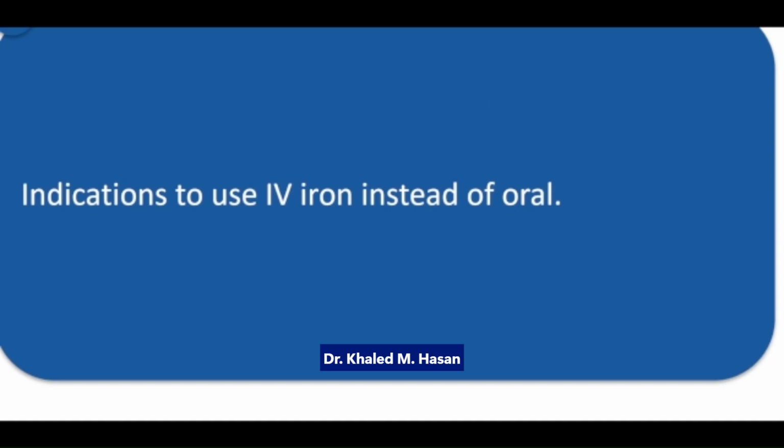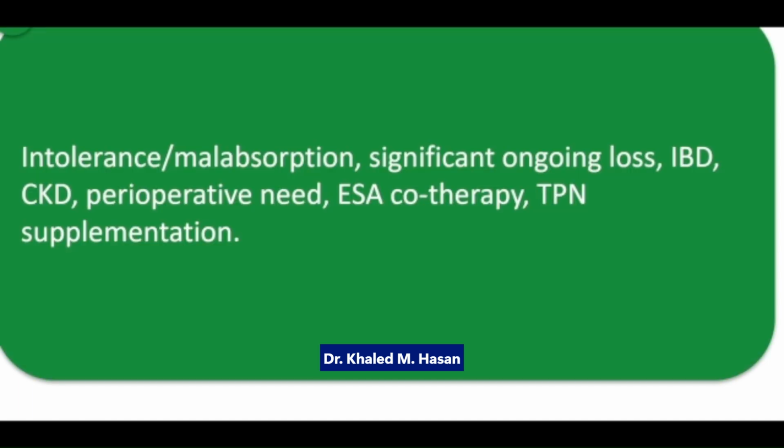Okay, the question now: who is the candidate for IV iron instead of oral iron? Someone who suffers from intolerance of oral iron, or from malabsorption, which means dysfunction of absorption from the GI system, or someone with significant ongoing blood loss and severe anemia, we need to give IV. Also those with inflammatory bowel disease, CKD, chronic kidney disease, end-stage renal disease, or perioperative need, and then we can prescribe tube nutrition supplementation.